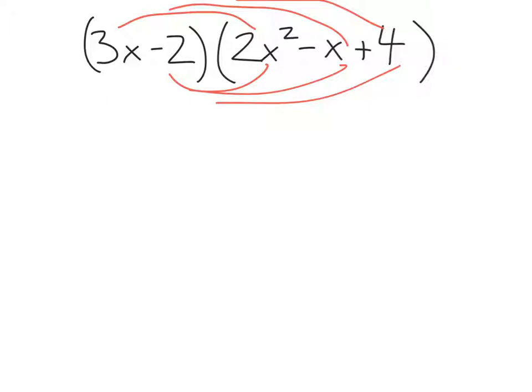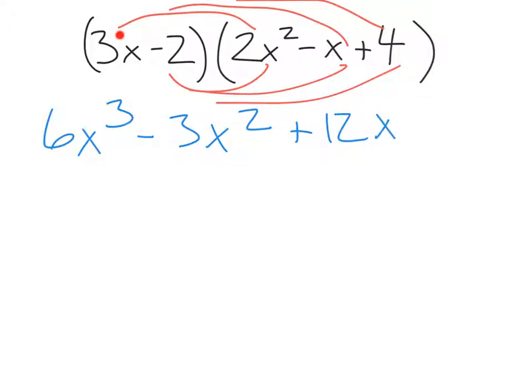3x times 2x squared, that will be 6x cubed. Then we have 3x times minus x, that'll be minus 3x squared. Last one, 3x times 4, that'll be plus 12x. Right, that was taking the 3x here and multiplying it by that piece, and that piece.